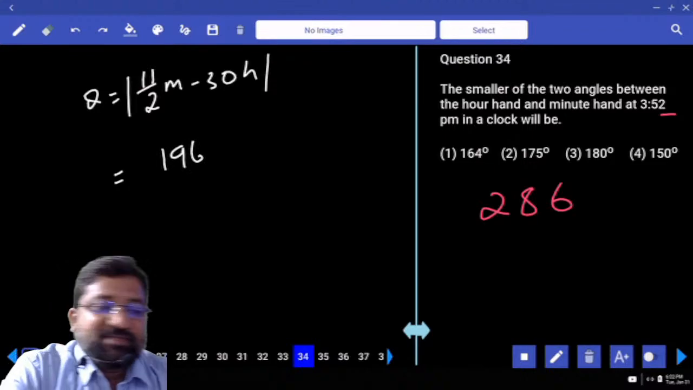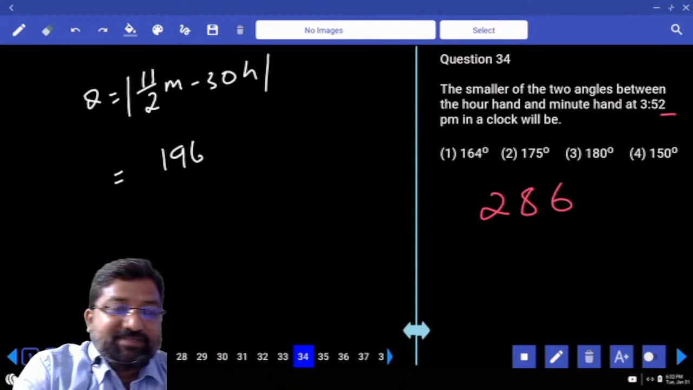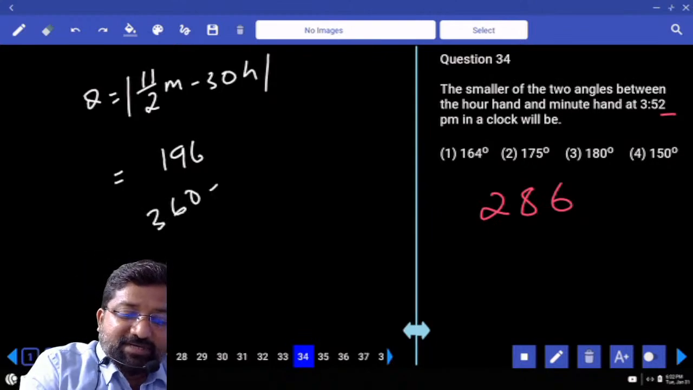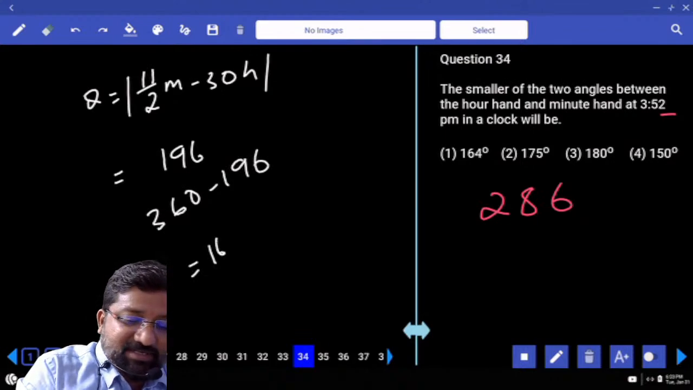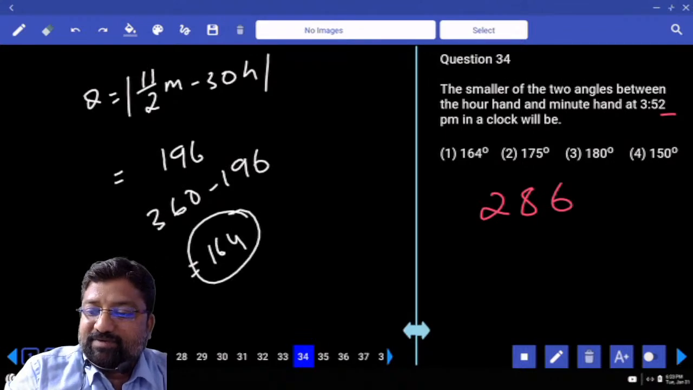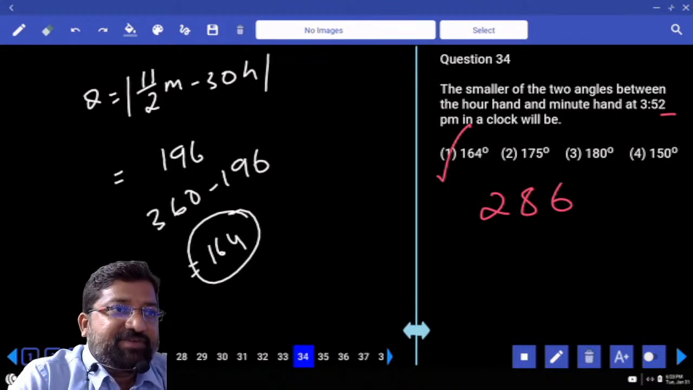What is 286 minus 90? 196. But this value 196 is more than 180. Then what do we do? 360 minus 196. What is 360 minus 196? 160. Do you have it in the options? Yes. Is this clear? Everyone?